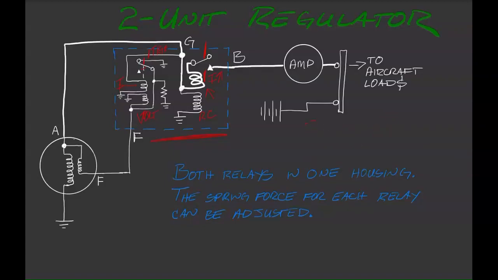If I look at the spring on the voltage regulator, if I tighten that spring, then my generator voltage will actually increase. What happens is with this spring tighter, it takes more voltage for these coils to pull this switch and bring it back down. That is how we adjust them.